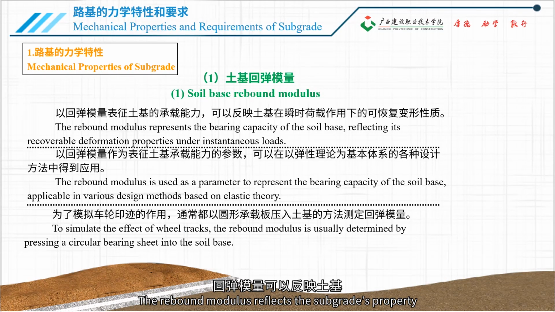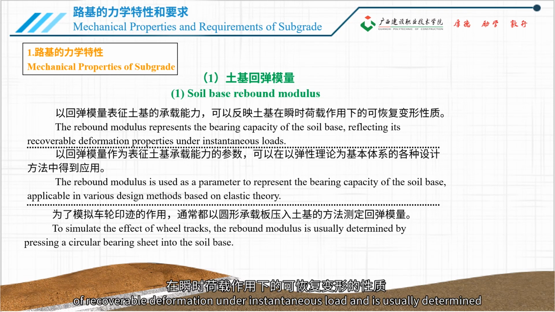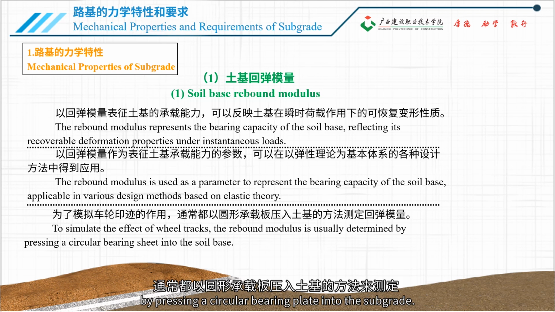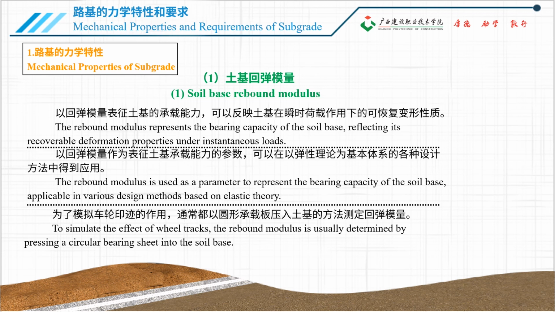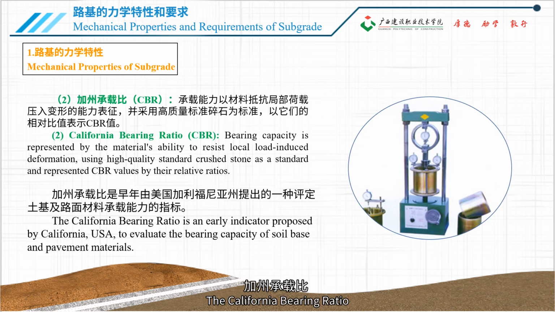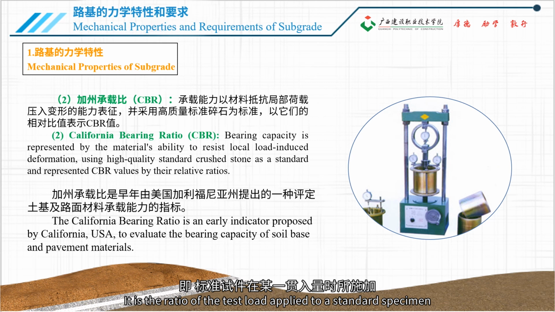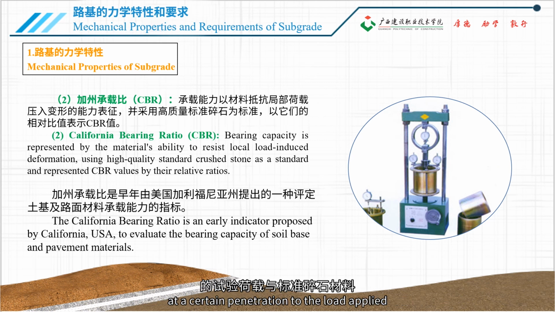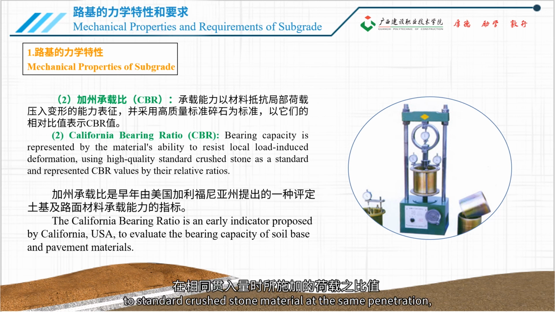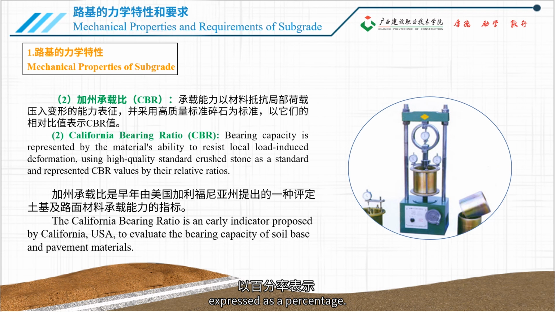The rebound modulus reflects the subgrade's property of recoverable deformation under instantaneous load and is usually determined by pressing a circular bearing plate into the subgrade. The California bearing ratio is an index characterizing the strength of subgrade soil, granular material, and stabilized soil. It is the ratio of the test load applied to a standard specimen at a certain penetration to the load applied to standard crushed stone material at the same penetration, expressed as a percentage.